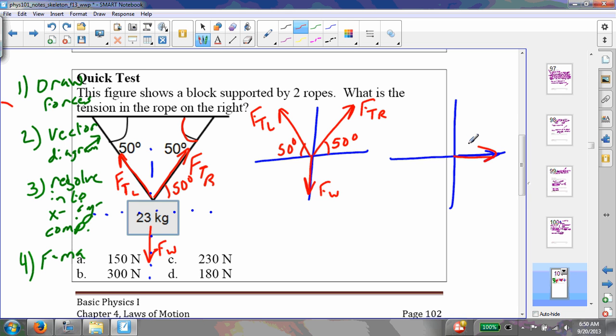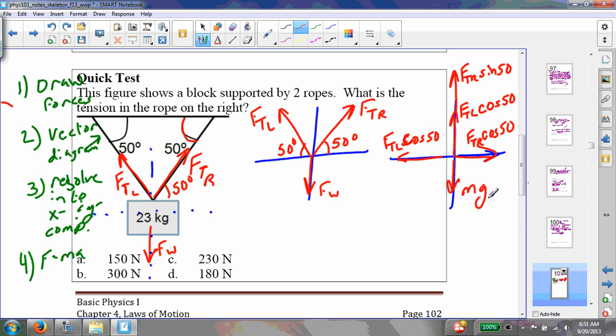I will have FTR. That's going to be the x component, so it's cosine of 50. This will be FTL, excuse me, cosine of 50. And then over here, I'm going to have 2 vectors. Both of them are going to be FTR sine of 50. That's the y component of the right one. And then FTL sine of 50. And then I also have the weight, which I'm going to label as m times g. That's 23 kilograms times 9.8.